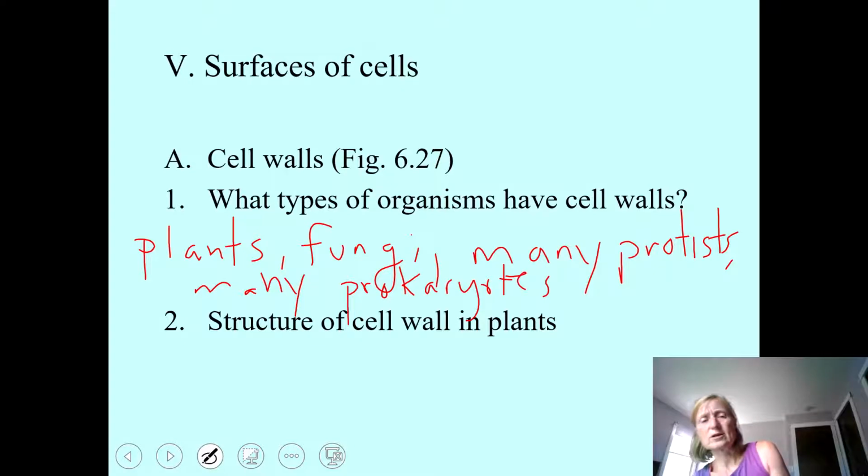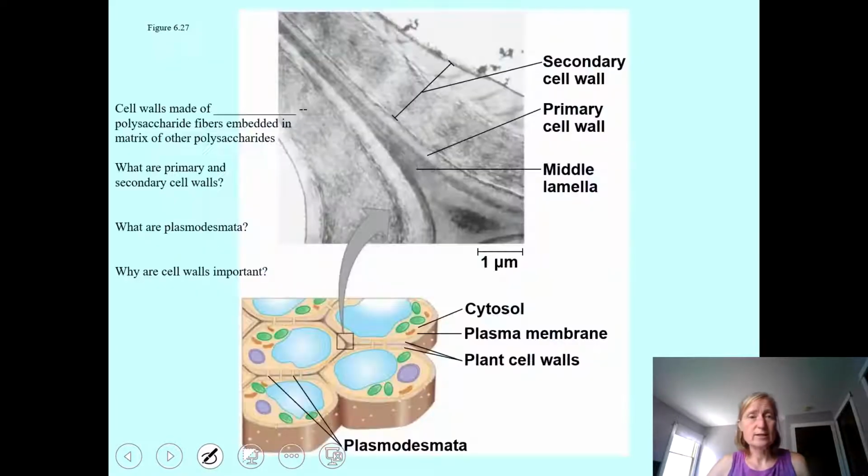But the cell walls of plants and fungi and protists and prokaryotes, they're different in their structure. What does it look like? What is the structure of a cell wall in plants? That's what we're going to focus on. So let's take a look at the next slide. Okay, this is a little bit hard to orient to.